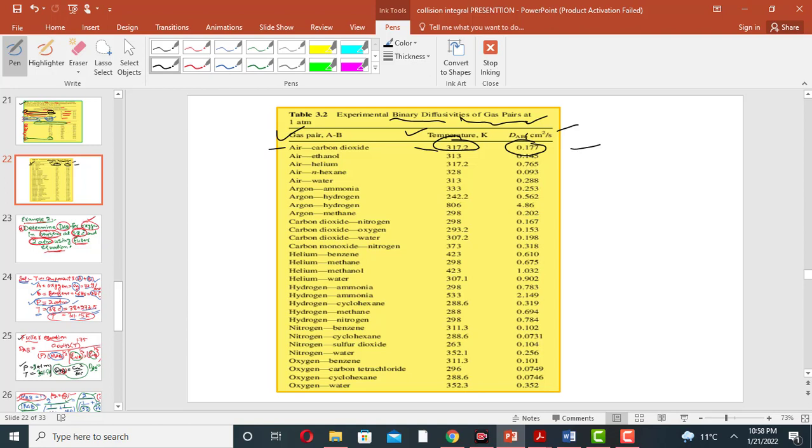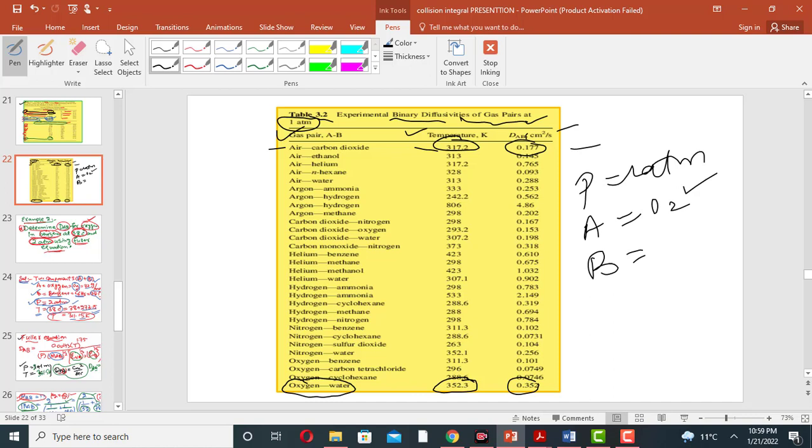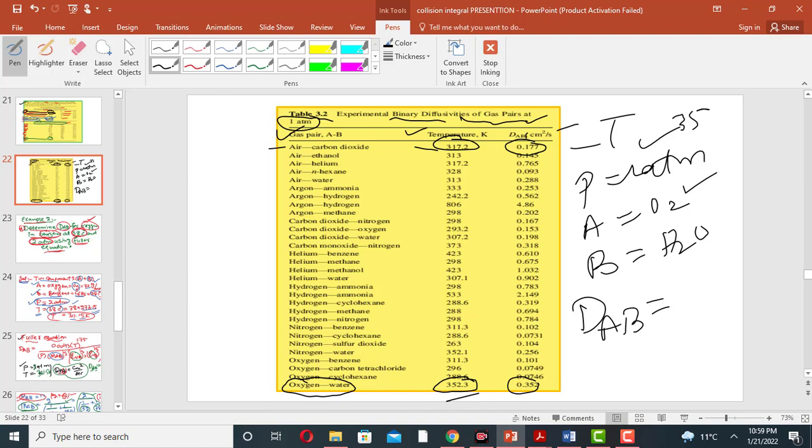Here there are various cases, like oxygen and water. The diffusivity of oxygen and water at 253 Kelvin is this one, at 1 atmospheric pressure. If P is 1 atm and one molecule is oxygen and the other is, suppose, water, then the diffusivity of oxygen in water at 1 atmospheric pressure and when the temperature is 352.3 Kelvin will be 0.352 centimeter square per second.